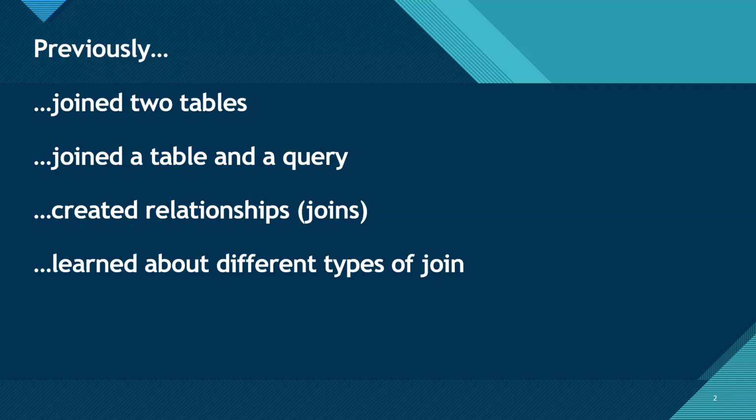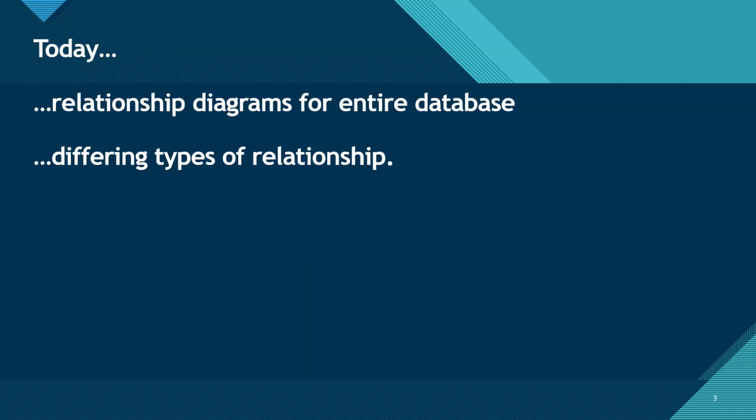We talked about the various different kinds of join and what they imply. Remember, different joins include different material from a table. Sometimes a join will exclude records which are incomplete or rows which have incomplete information. Sometimes a join will include that information. It depends on which type of query you want. And today we're going to be looking at relationship diagrams for an entire database or schema and different types of relationships between tables or between tables and queries.